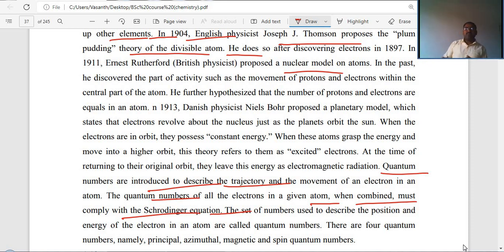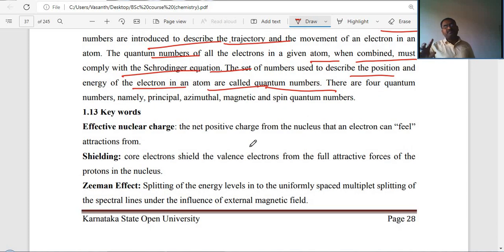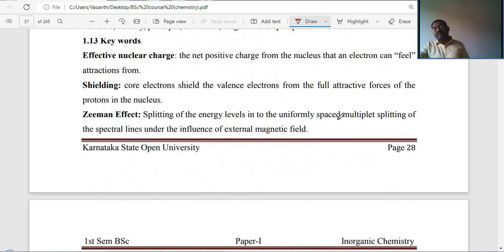The set of numbers used to describe the position and energy of an electron in an atom are called quantum numbers. There are 4 quantum numbers: the principal quantum number, which explains the size; the azimuthal quantum number, which explains the shape; the magnetic quantum number, which explains possible orientation; and the spin quantum number, which explains how electrons are accommodated.